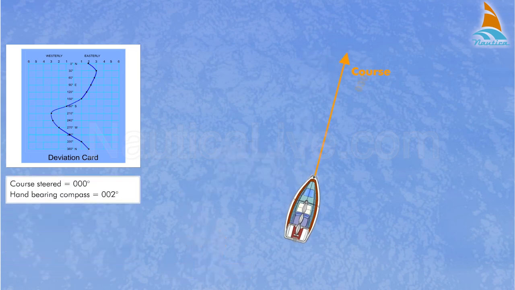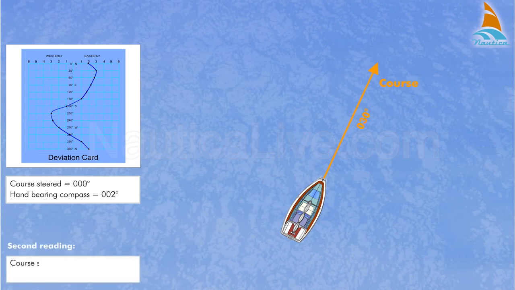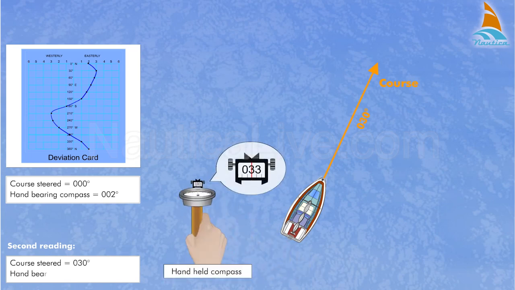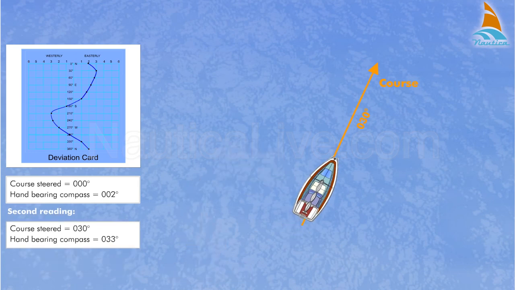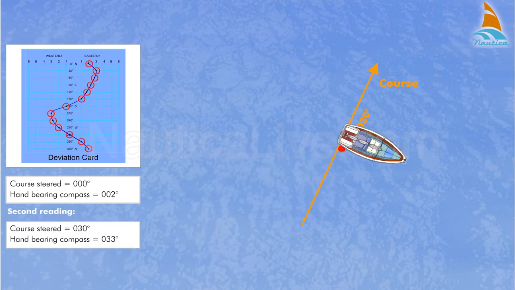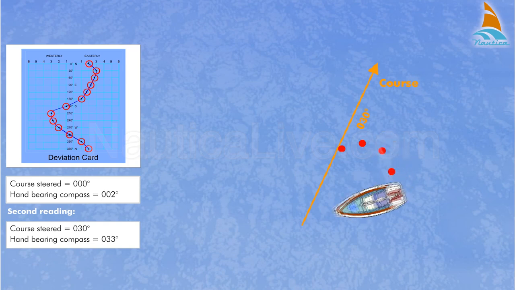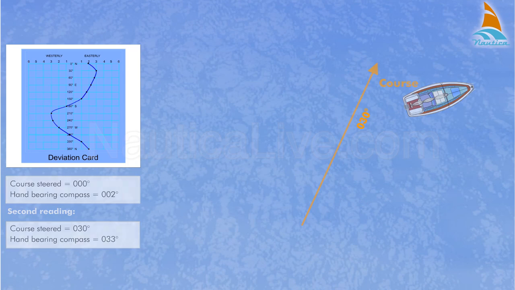Alter the course to 030° compass and repeat the procedure. For the second reading, the course steered is 030°, and the reading from the hand-bearing compass is 033°. Complete a 360-degree turn, noting your compass course and the reading of the hand-bearing compass for every 30° alteration.